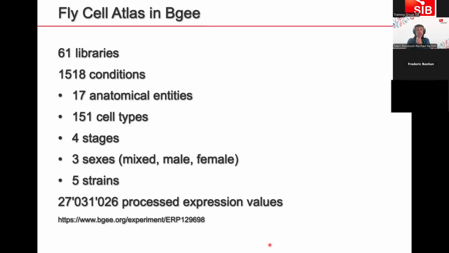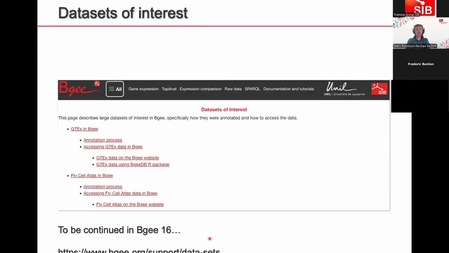And from this, we get 27 million processed expression values because with single cell, you get a lot of data. And again, there is a specific page where you can get all the information about this experiment and download all the curated, annotated libraries from the fly cell atlas in Bgee. And so we have this page where we have the data sets of interest, which we are going to expand in Bgee 16 because we have now re-annotated, for example, all the human cell atlas, the Allen brain atlas, and other data sets which probably some of you know of. And so, yeah, we are continuing to expand this.